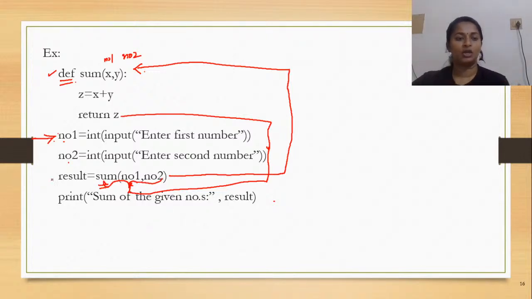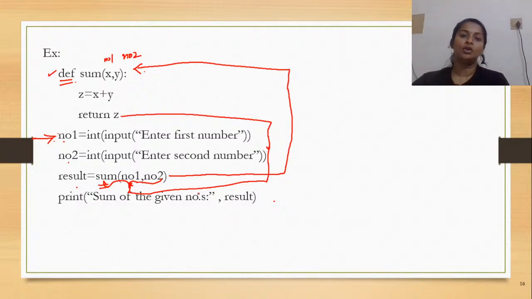So the result would be copied. The Z which is returned from the function would be copied to your variable result, and then it can be printed on your screen. Now we had seen all these things, but why are we looking into this particular example here right now?